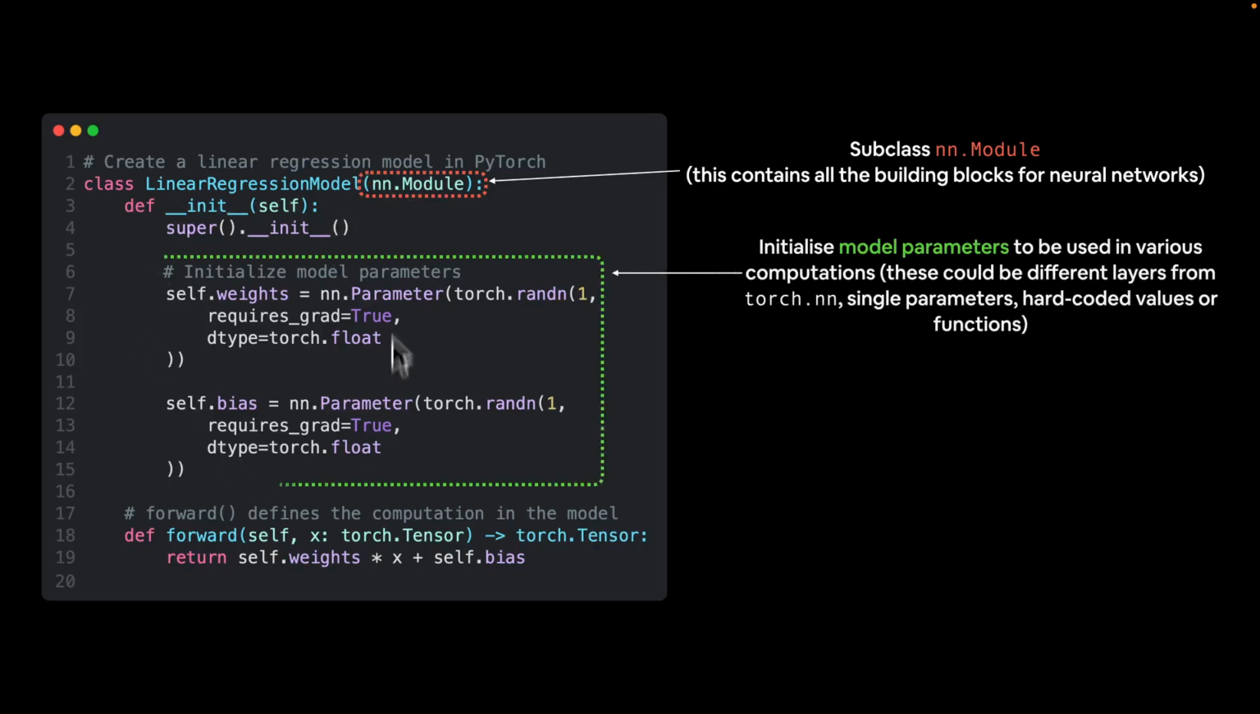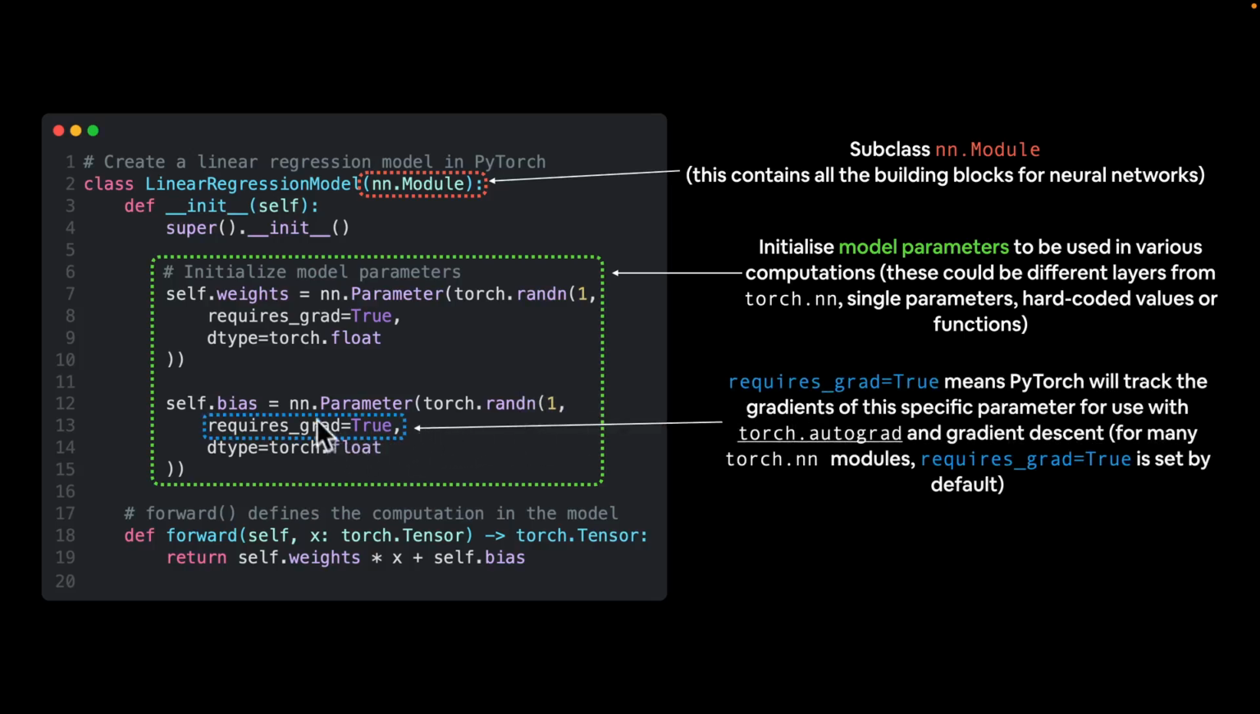Now, inside the constructor, we initialize the model parameters. Now, as we'll see later on with bigger models, we won't necessarily always explicitly create the weights and biases. We might initialize whole layers. Now, this is a concept we haven't touched on yet, but we might initialize a list of layers or whatever we need. So basically what happens in here is that we create whatever variables that we need for our model to use. And so these could be different layers from torch.nn, single parameters, which is what we've done in our case, hard-coded values, or even functions.